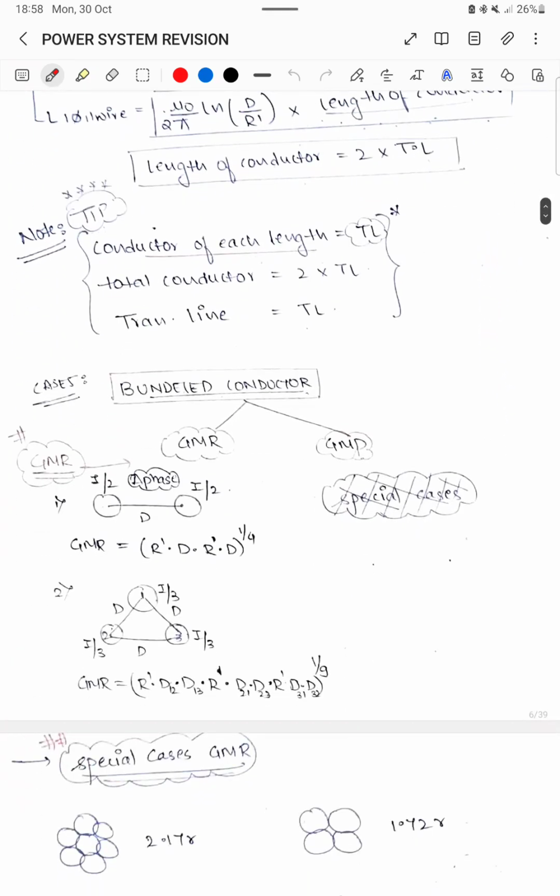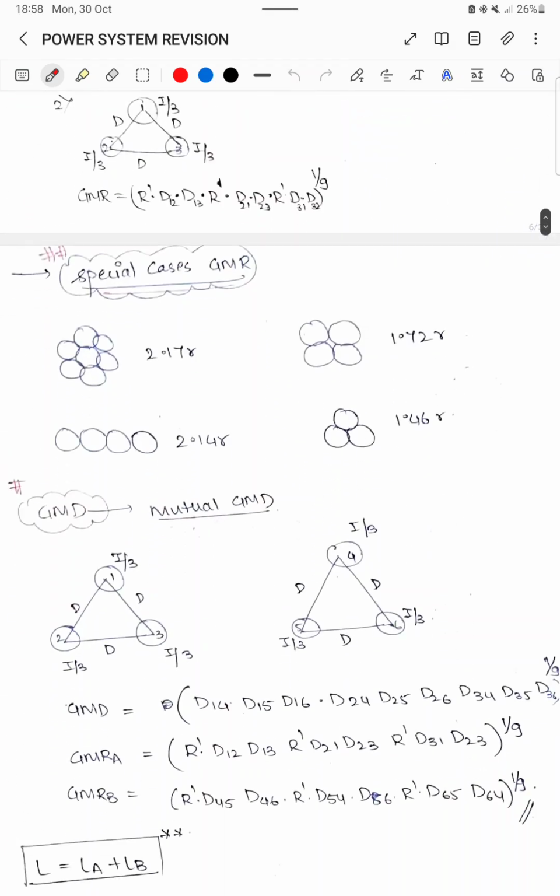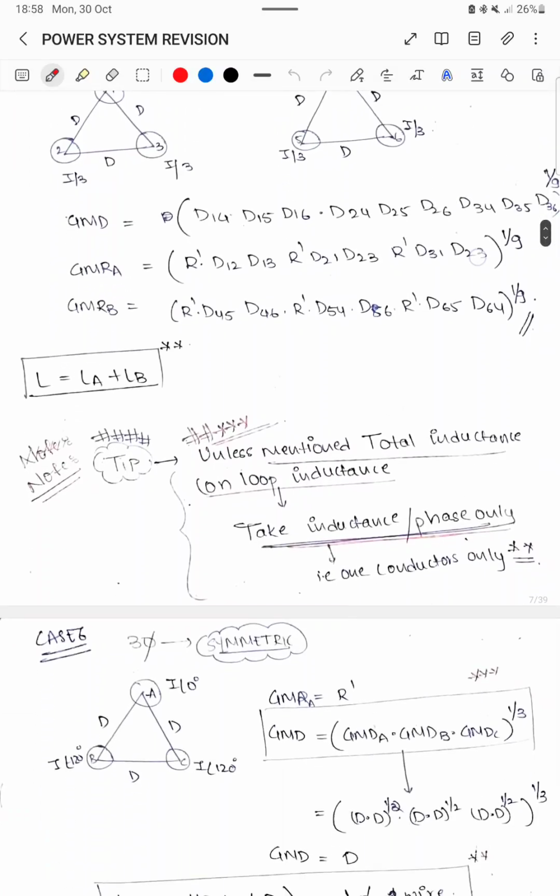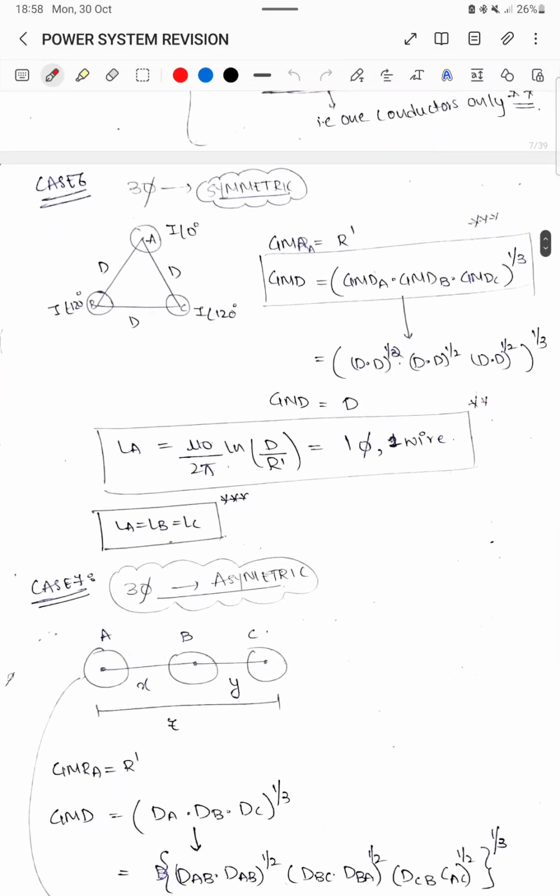Then we will be further moving to bundled conductor. How do we do GMR, GMD calculations? Then we will see some special cases of GMR which frequently come in exams, so you can directly use those GMR and substitute them to get the answer. Further, we'll move to 3-phase symmetric calculations. How do we do GMR and GMD for that particular case?